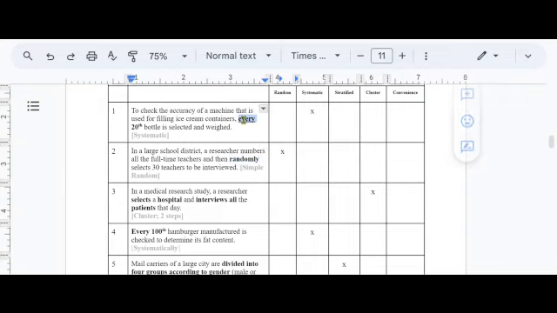And what about this first one? To check the accuracy of the machine. Every. Okay, what about this one? In a medical research study, a researcher selects a hospital and interviews all the patients. Wow, the cluster. Okay, so what do you do here? Select a hospital. Let's say we have 20 hospitals. We select one hospital from the 20. And then from that hospital, what do we do? Interview what? What's the keyword here?